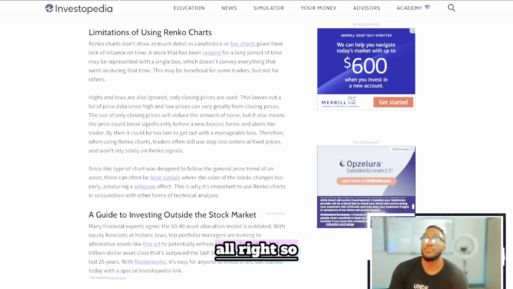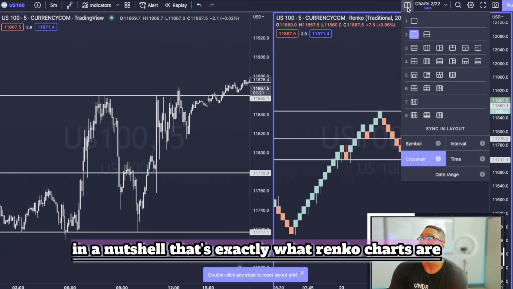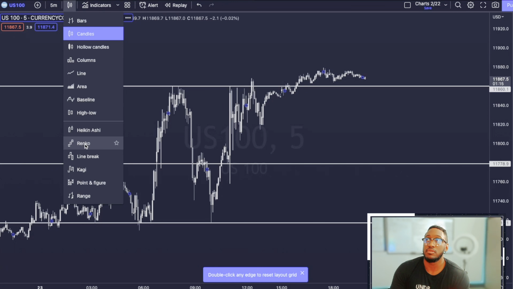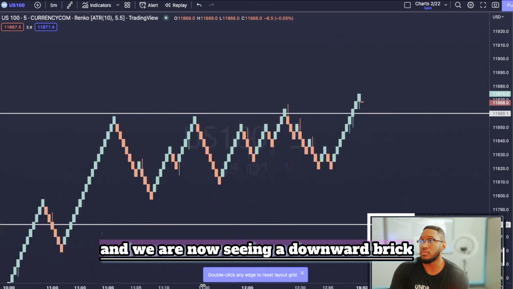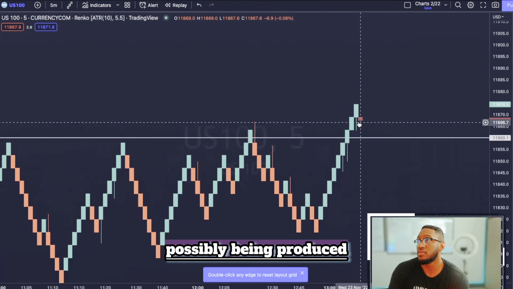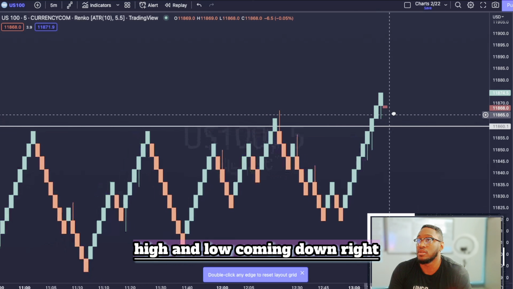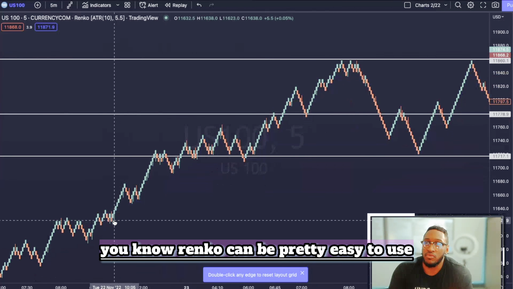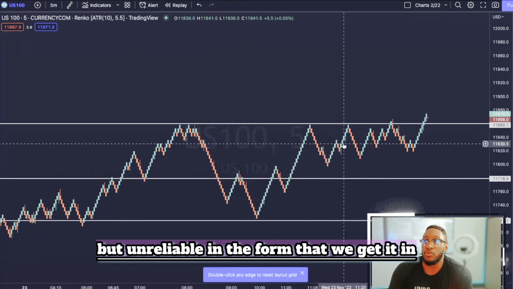All right. So in a nutshell, that's exactly what Renko charts are. Okay. So if you change this to Renko charts, you can see we just had a new brick form to the upside, and we are now seeing a downward brick possibly being produced. You can see as it's trying to form this brick, high and low coming down, right? So you can easily visualize that Renko can be pretty easy to use but unreliable in the form that we get it in.